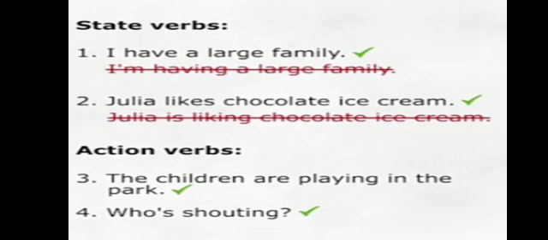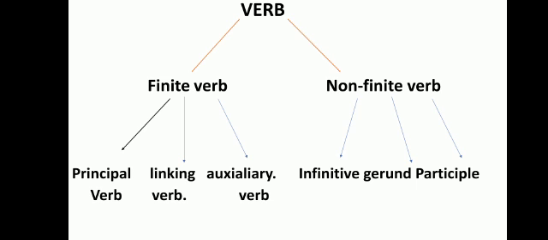So one thing that you have learned on this slide is that whenever there is a state verb, or whenever there is a situation that has been described, you can never make use of ing with state verbs like have and likes. Okay, come on to the next verb, that is action verb. Over here you can see that the children are playing in the park. Who is shouting? It means that action verbs are often used with the helping verbs are and is. Over here you can see that we can make use of ing with them.